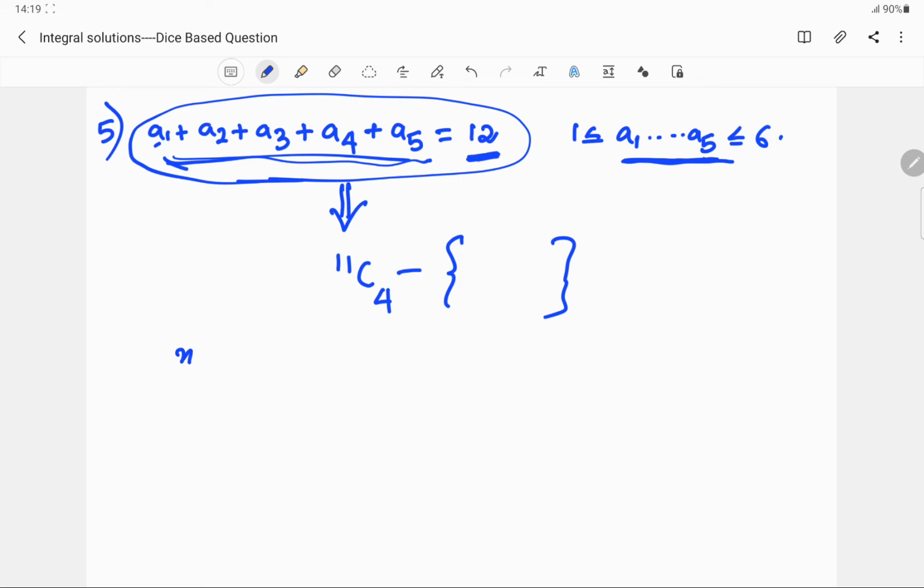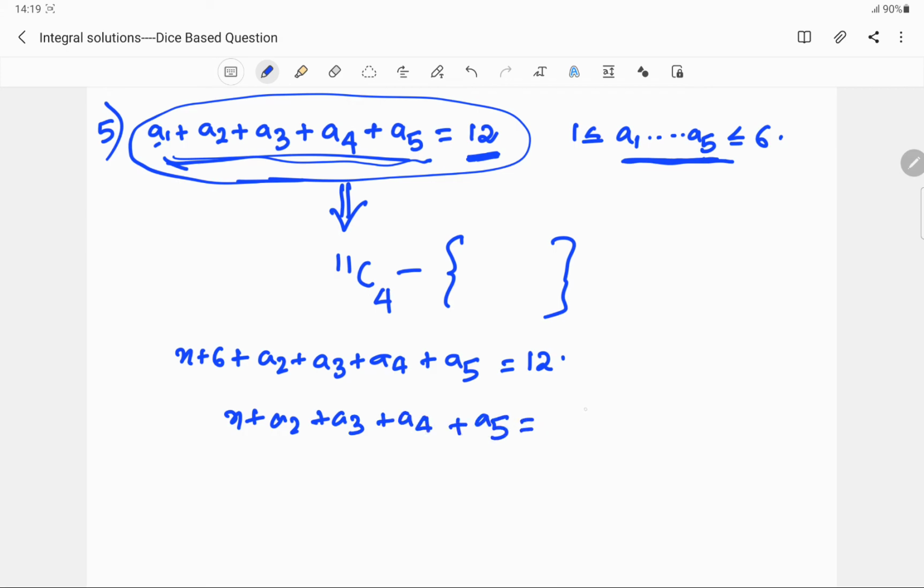So what I'll do is I'll put a1 as x plus 6 and substitute in that equation. a2 plus a3 plus a4 plus a5 equals 12. So this is x plus a2 plus a3 plus a4 plus a5 equals 6. So 6 means there will be 5 gaps, out of which I need to select 4, and there are 5 variables, so I will multiply it with 5. So this is 5c4 into 5. This will be the answer.